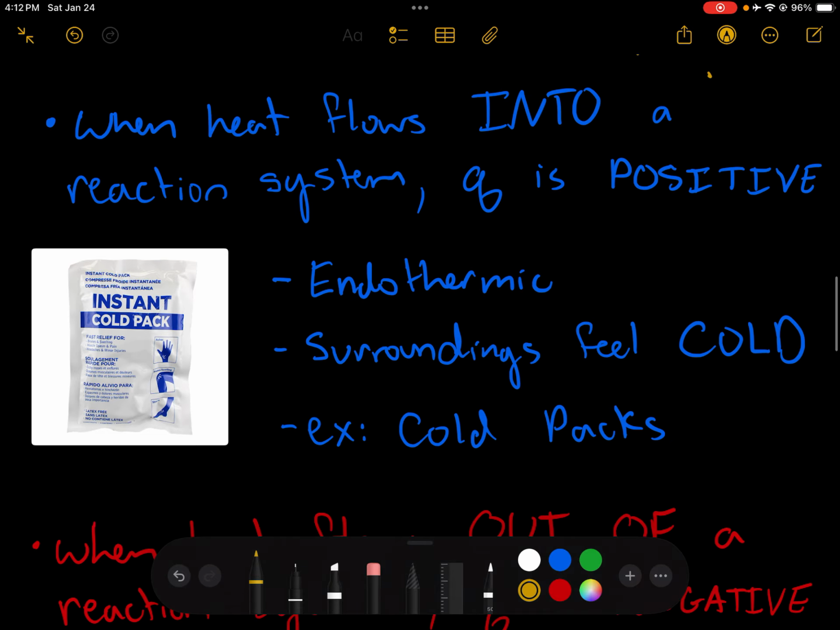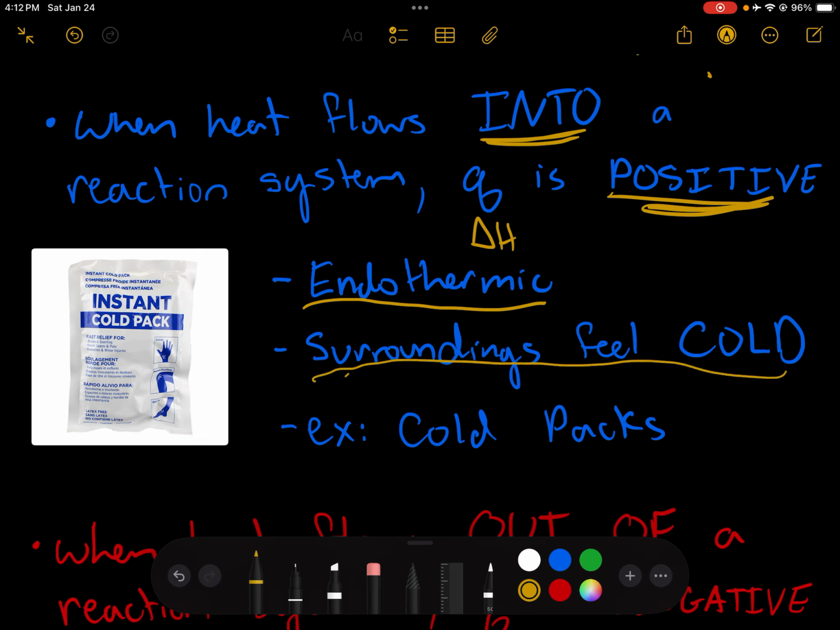As we already know, when heat flows into a reaction system, we have an endothermic process taking place. Similar to our delta H value, our Q value is also going to be positive when heat is flowing into a reaction system. As a consequence of that, the surroundings are going to feel cold. An example of that you've probably used at some point is one of those cold packs. You break it, you shake it up, and it gets really cold. The reason it gets cold for you is because you are the surroundings of that reaction system, and that reaction system is drawing energy from you into itself, making you more cold.